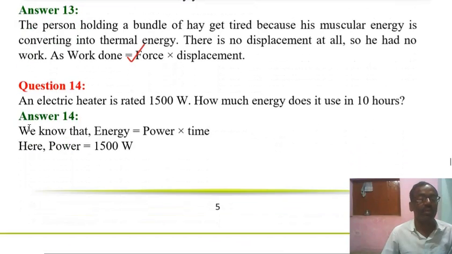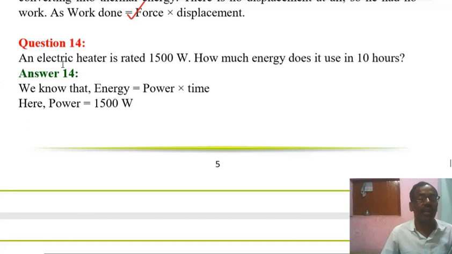Let's see question number 14. An electric heater is rated 1500 watt. How much energy does it use in 10 hours? We know that energy equals power into time. So power is 1500 and time is 10 hours. This is the numerical problem and this is the solution of the numerical problem.